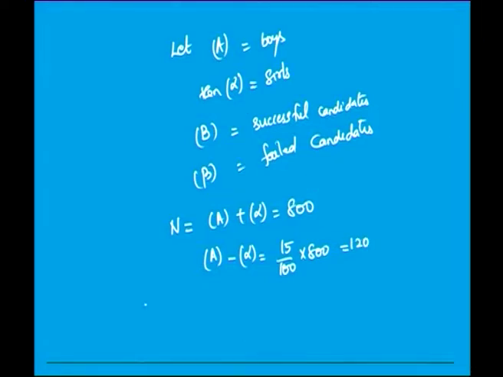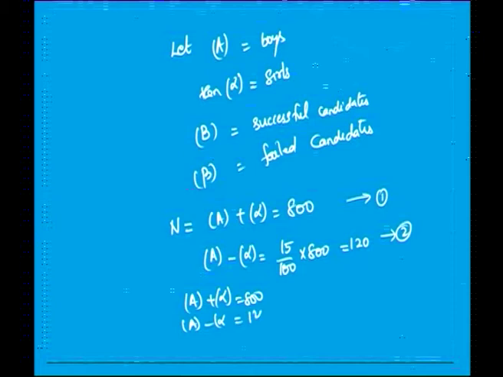120. So we have A plus alpha is equal to 800 and A minus alpha is equal to 120. We solve these equations 1 and 2. Solve the equations and find out what A is. A plus alpha is equal to 800 and A minus alpha is equal to 120.